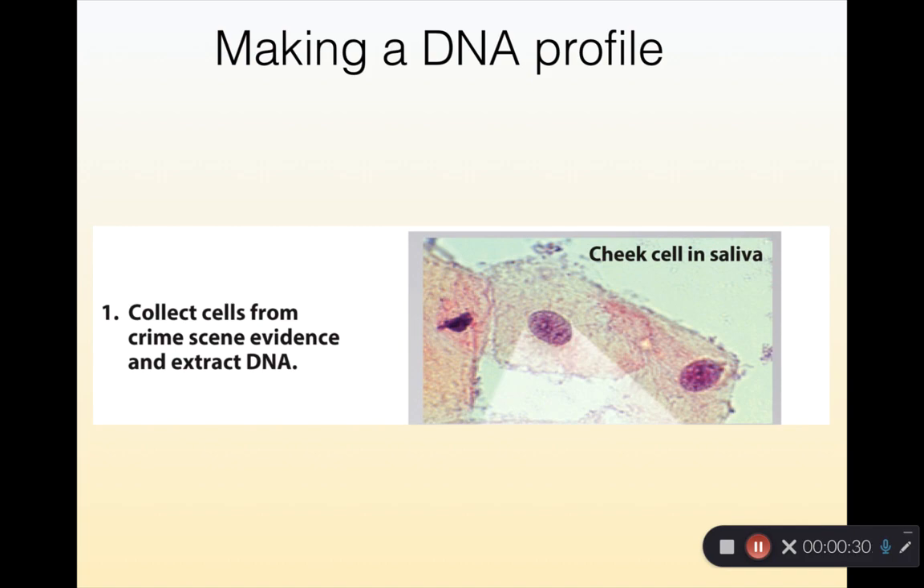So the first step is to simply collect a sample of DNA. In forensics, for example, you might collect cells from a crime scene as evidence and then extract that DNA. So for example, you might have hair follicles, or in this case, a swab from a cheek cell. And we can use this to then extract the DNA from that sample in the laboratory.